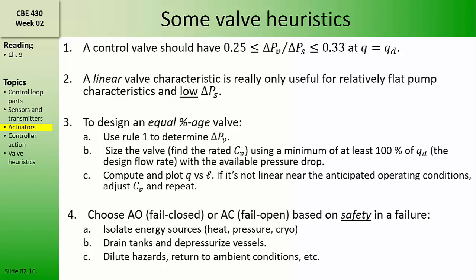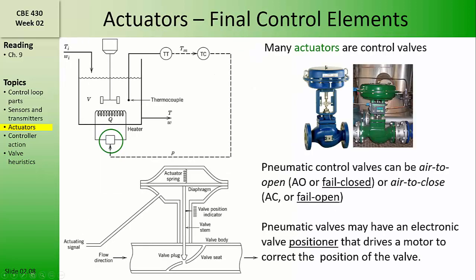An air to open valve is one that will fail closed when the pneumatic signal goes to zero. An air to close valve is one that will fail open. Control valves can be designed so that the actuating signal will either open the valve when the actuating signal increases, or if you flip this diaphragm upside down, the actuating signal would close the valve when the actuating signal increases. The diagram shown here is an air to open valve.